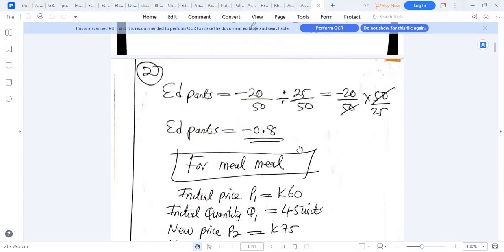Will be insignificant. So it is inelastic. So meaning a 1% increase in price results in a negative 0.8% decrease in quantity demanded. All right. Are we together? Is that clear from what has been explained initially? Very clear. Okay.